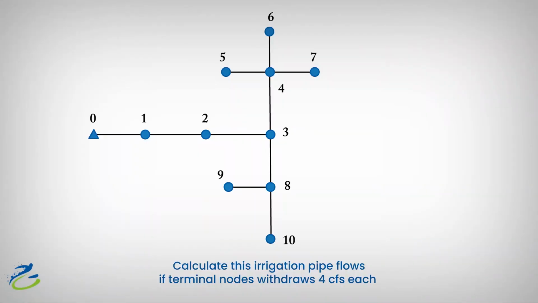Another example for a pipe irrigation network where we are asked to name the pipes and calculate pipe flows. If every terminal node withdraws 4 cubic feet per second, the terminal nodes are number 5, 6, 7, 9, and 10.